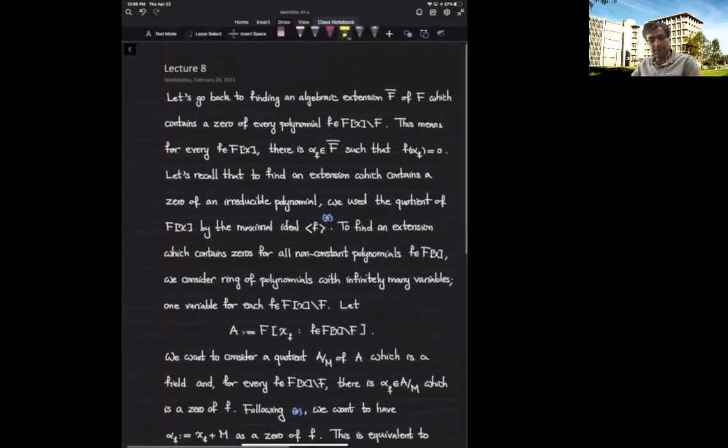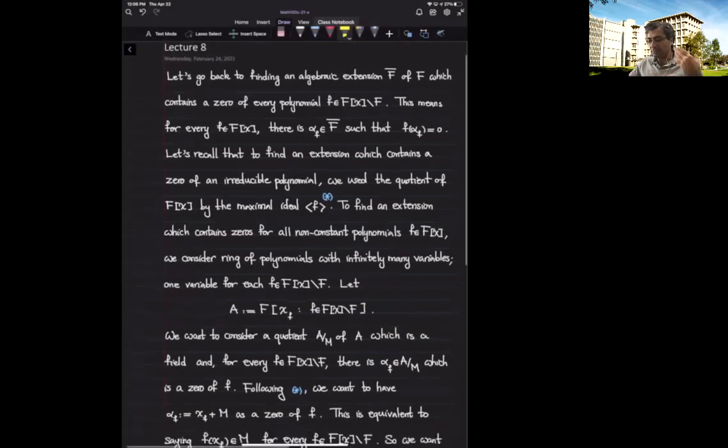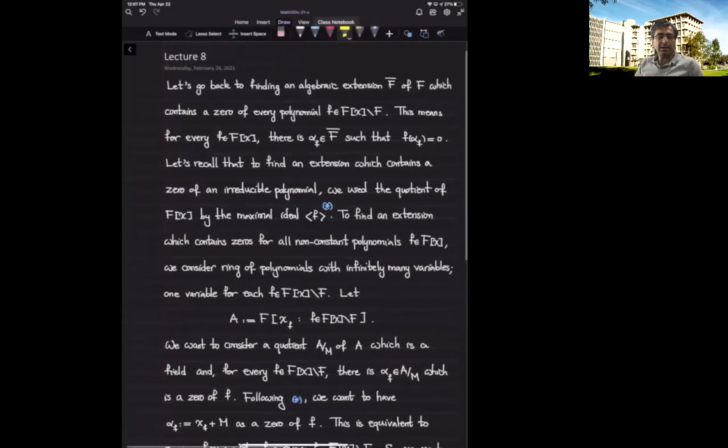Okay, so we've seen an important example on how to use Zorn's lemma. We saw that any proper ideal is contained in some maximal ideal. Next, I'm going to give you a scheme of how to show existence of an algebraic closure of a field F.